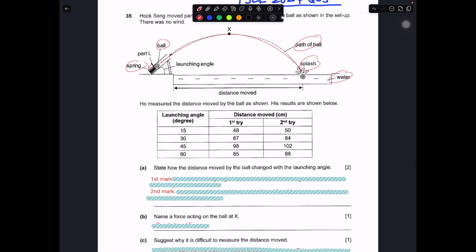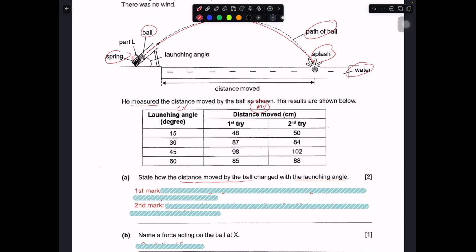So state how the distance moved by the ball changes with the launching angle. So in this case, very clear cut, the launching angle is actually the change variable. Usually, things on the left hand side of the table are your change variable. The distance moved is something that is being measured, so it is your measured variable. How do you really know? Sometimes you see the verb measured. Measured suggests it must be the measured variable. So the phrase that comes after that will be your measured variable: distance moved by the ball.